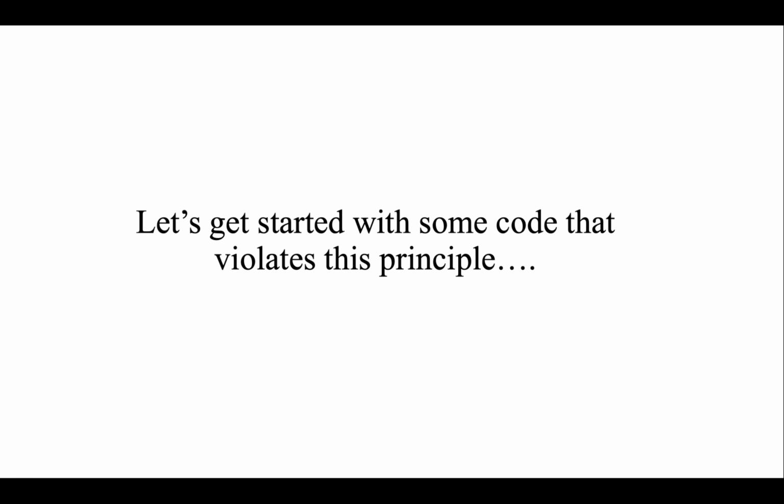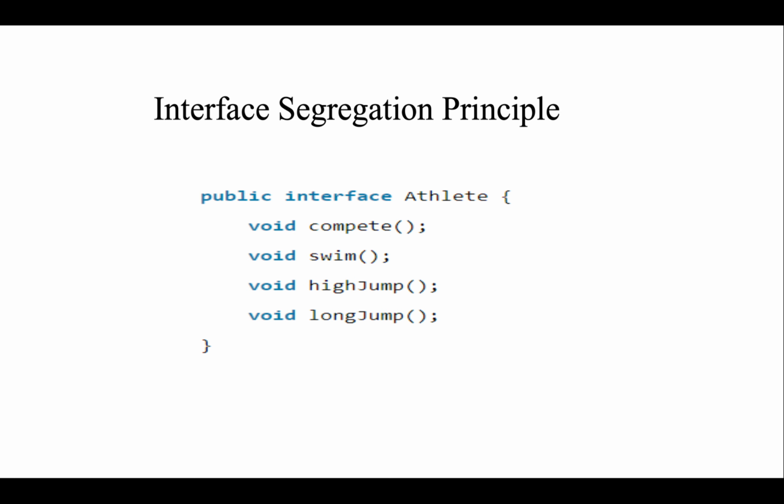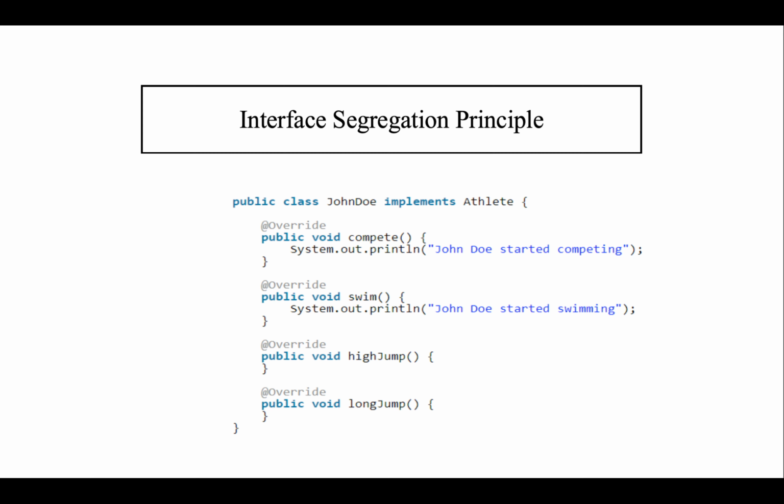As part of the demo, I'm going to create software which is responsible for handling athletes. An athlete will have the responsibility to compete, swim, high jump, long jump, etc. So I'm going to create an interface called Athlete and put the behaviors inside it. Whenever I want to create an athlete who can swim, for example John Doe, I will implement this Athlete interface, and as per the contract I have to override all the methods from the Athlete interface.